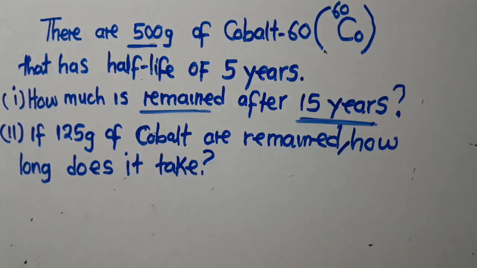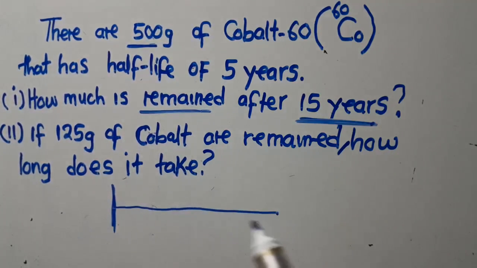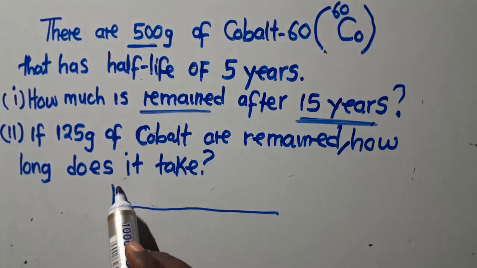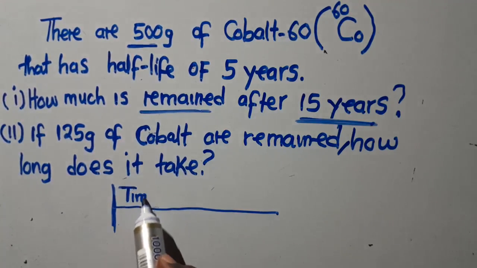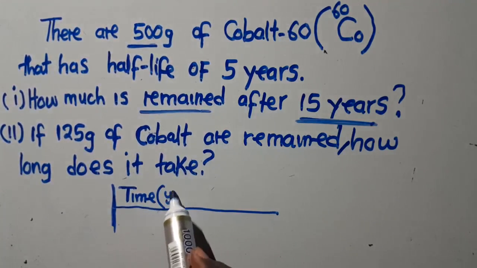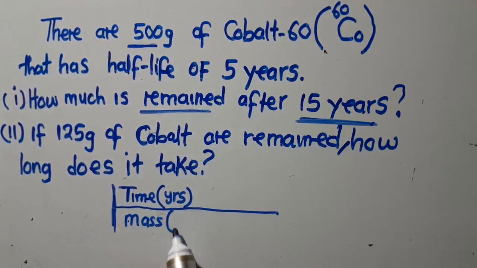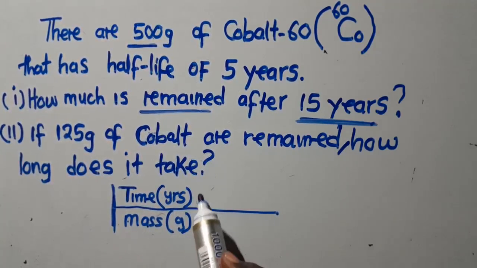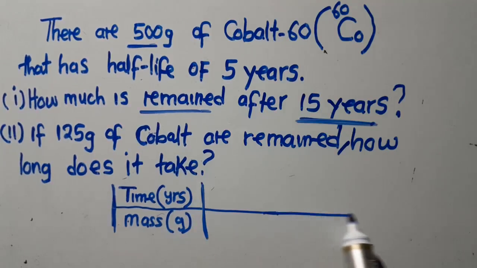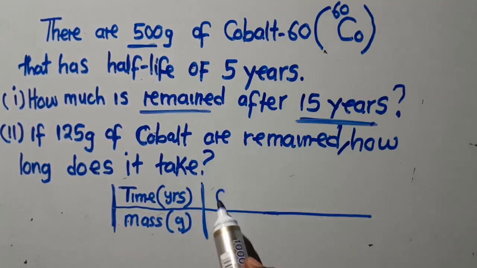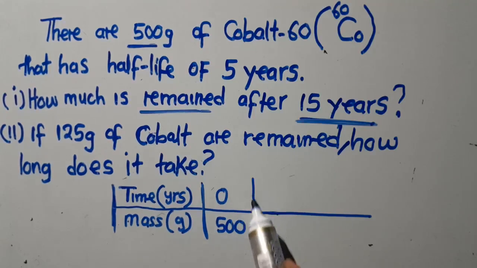What you are going to do, you are going to put a simple diagram like this. So this one will answer all the questions. We've got time there, which is the half-life, which is in years. We also have the mass, which is in grams. When you do this, at the time 0, what was the mass? The mass was 500.